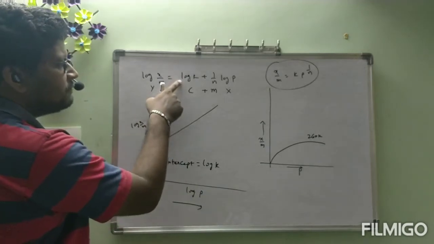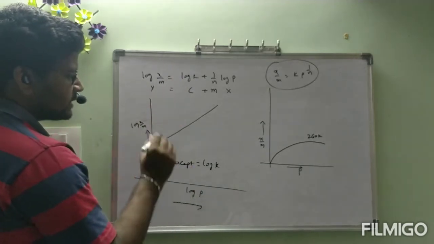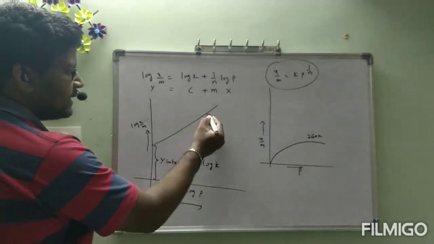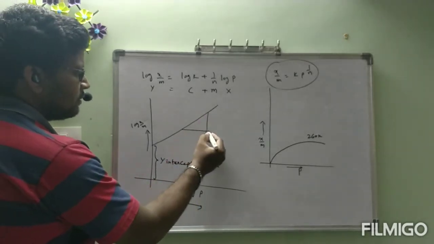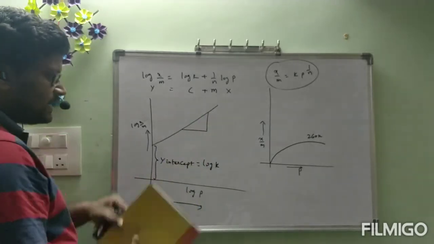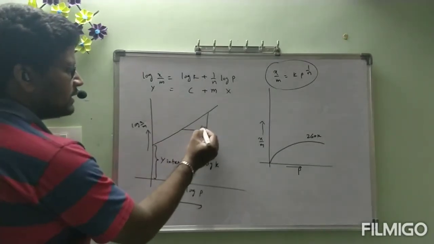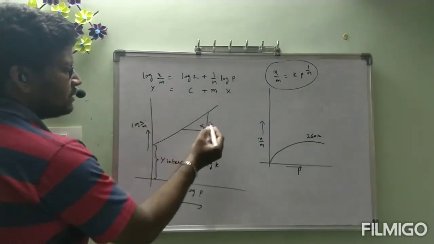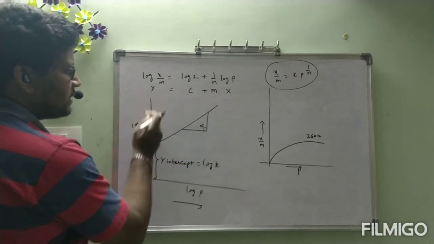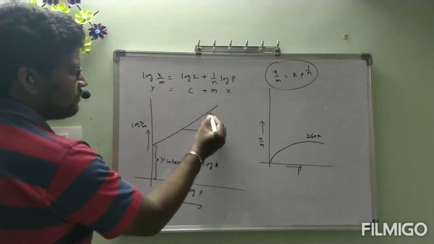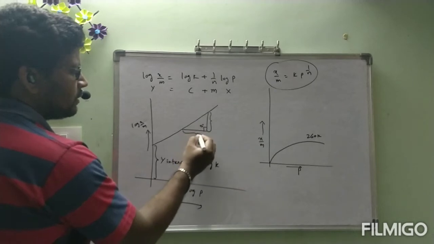Instead of c, what is the term we have? That is log k. Next, let us consider one right angle triangle, with some angle, but here a right angle triangle, 90 degrees. Then this is parallel to the y-axis, y coefficient. This is the x coefficient. Y coefficient by x coefficient.